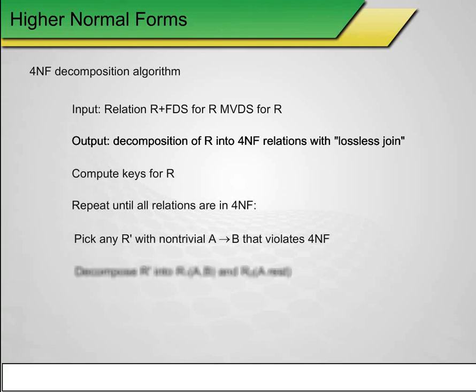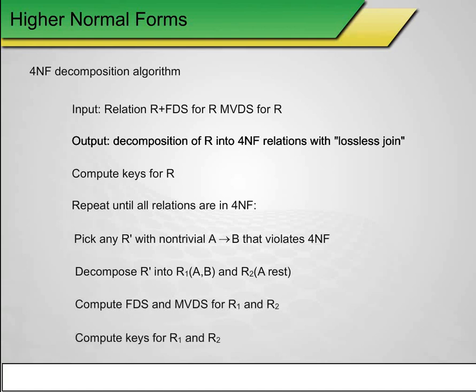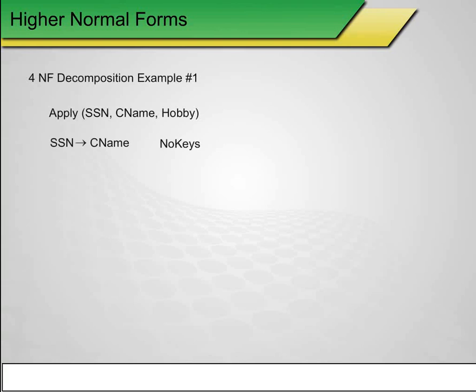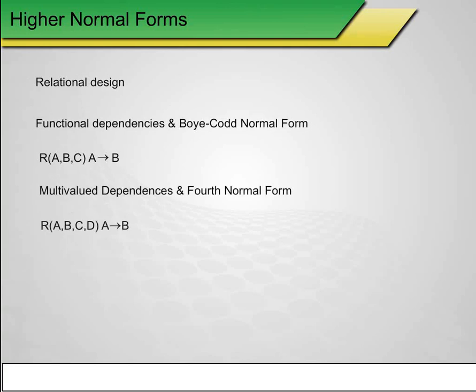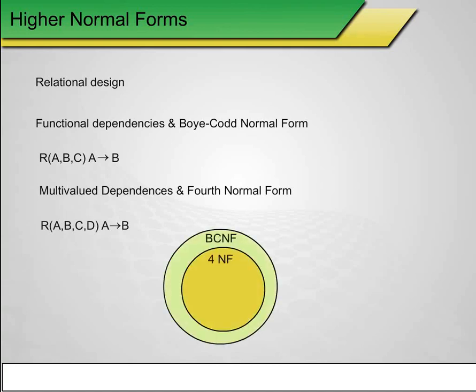For the 4NF decomposition algorithm, input: relation R plus FDs for R, MVDs for R. Output: decomposition of R into 4NF relations with lossless join. Compute keys for R. Repeat until all relations are in 4NF. Pick any R' with non-trivial A to B that violates 4NF. Decompose R' into R1 of AB and the rest.